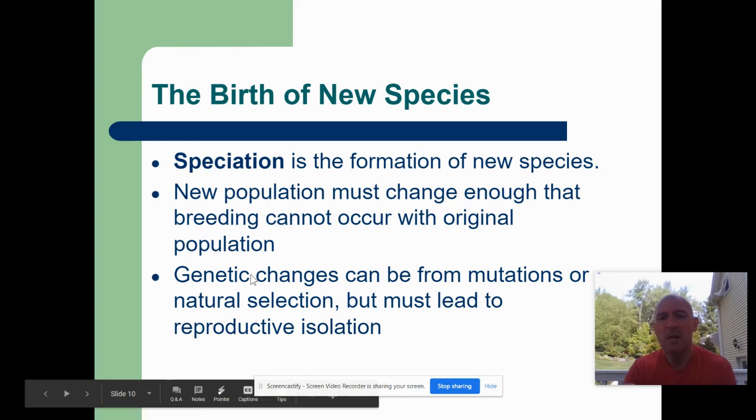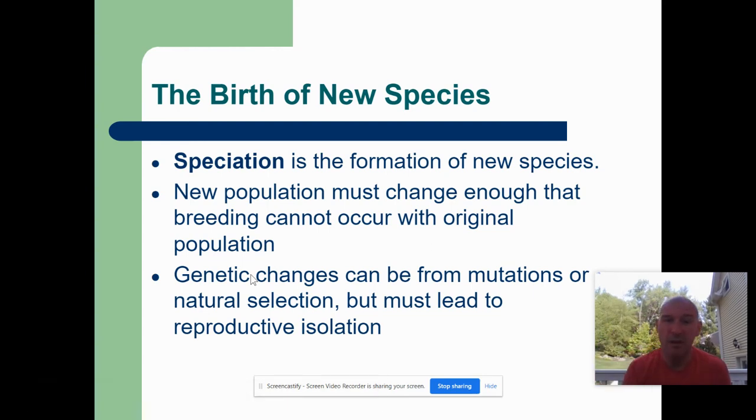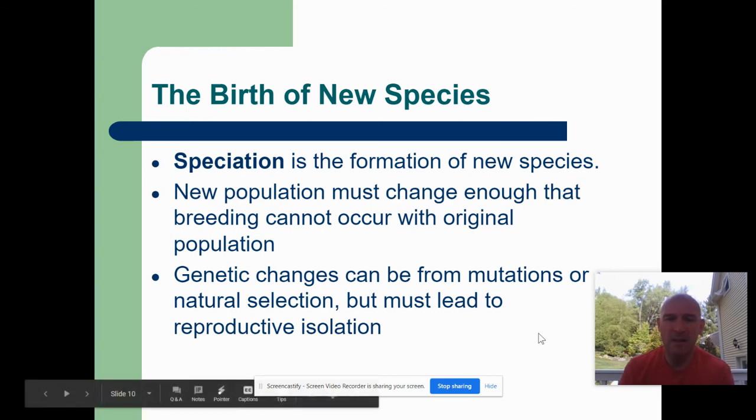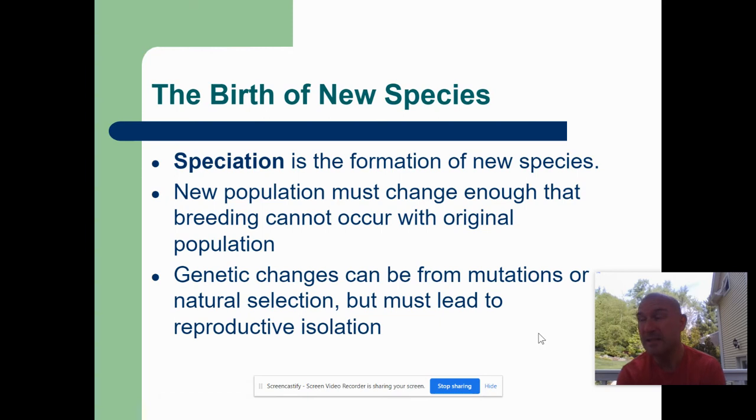I'm going to read through this first. So a new population must change enough that breeding cannot occur with the original population. Genetic changes can be from mutations or natural selection, but must lead to reproductive isolation. So what that's saying is, if we go back far enough, the donkey and the horse came from a common ancestor. There was some type of split in that common ancestor population, where the population that eventually became horses was isolated on one side, and the population that eventually became donkeys became isolated someplace else, maybe geographically. There was a mountain range that separated the two populations.